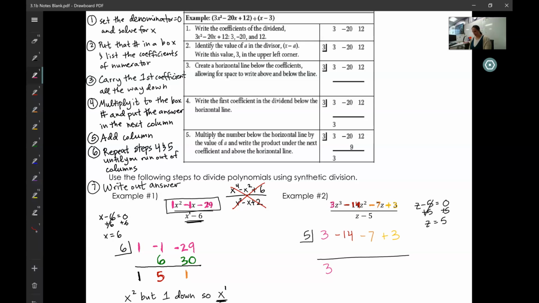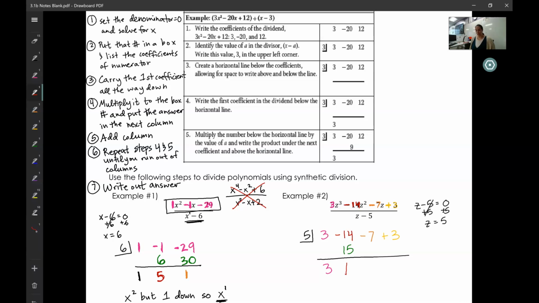Step 3, I'm going to carry the first coefficient all the way down. Step 4, I am going to multiply it to my box number and put it in the next column. So 3 times 5 is 15. Put it in the next column. Step 5, add the column. So negative 14 plus 15 is a positive 1.